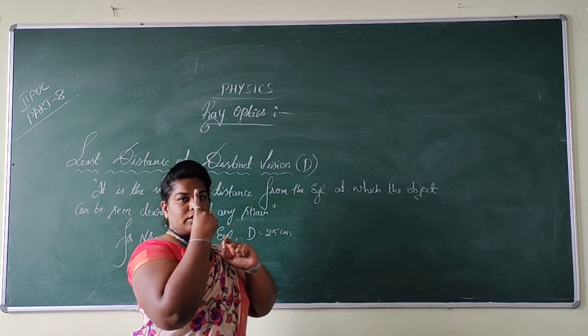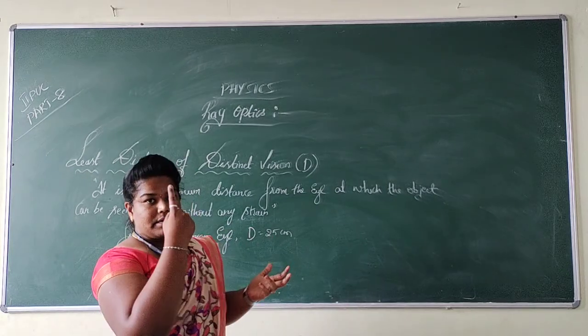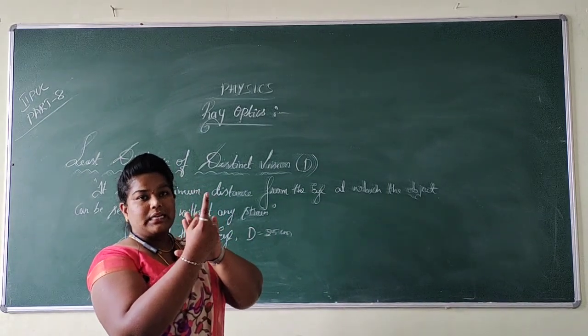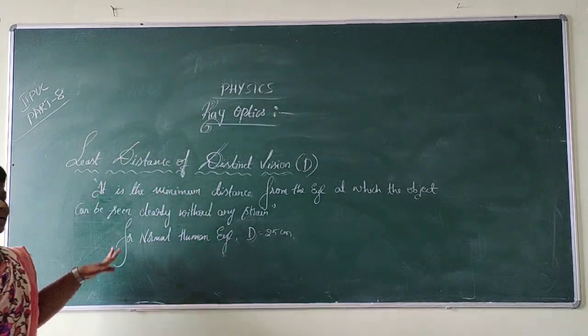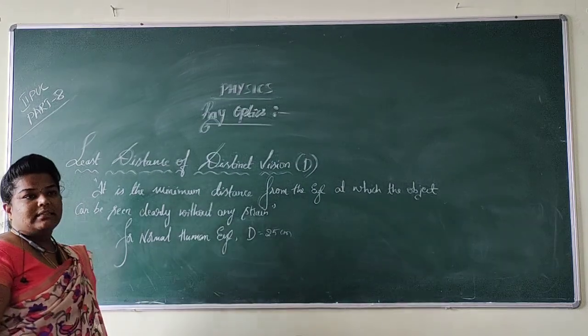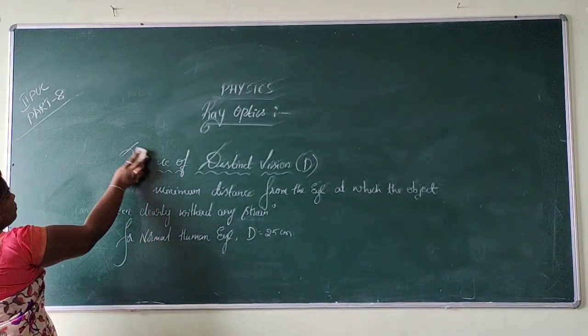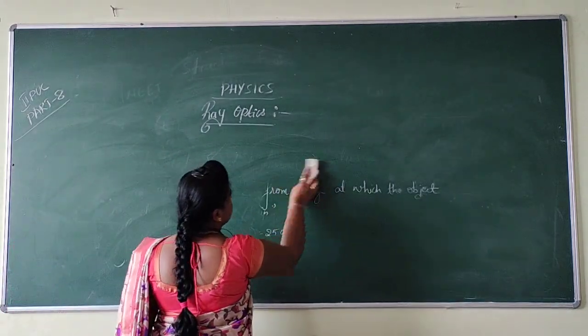Suppose you place it right in front of the eye, it is not possible to see the object clearly. So the minimum distance of an object from the eye, so that the object can be seen very clearly without any strain, is the least distance for a normal eye. The least distance of distinct vision is about 25 centimeter. Hope you got the definition for the least distance of distinct vision.